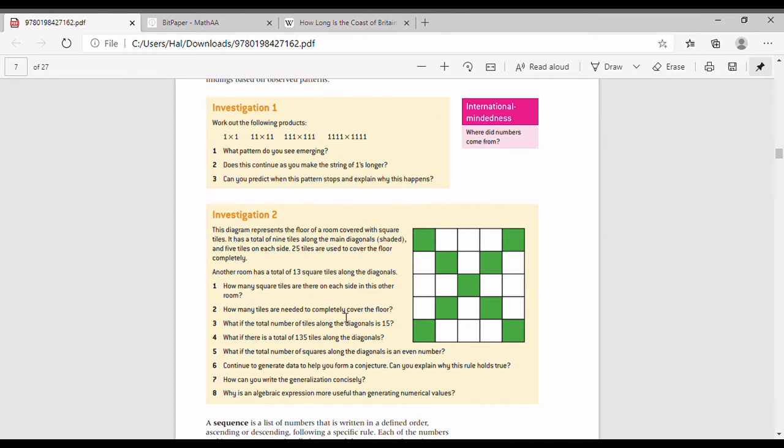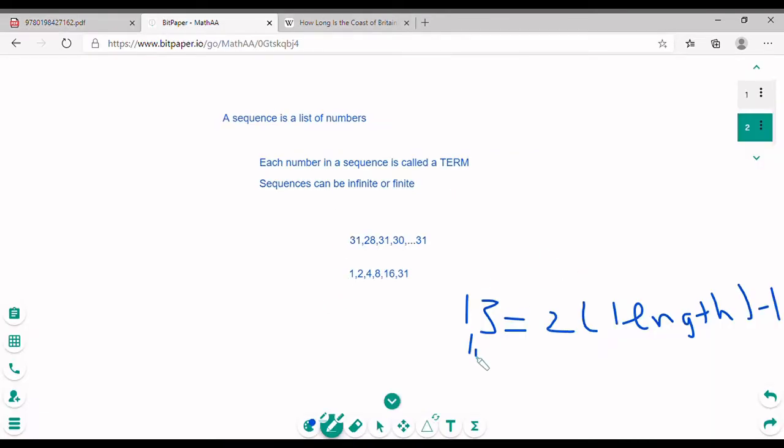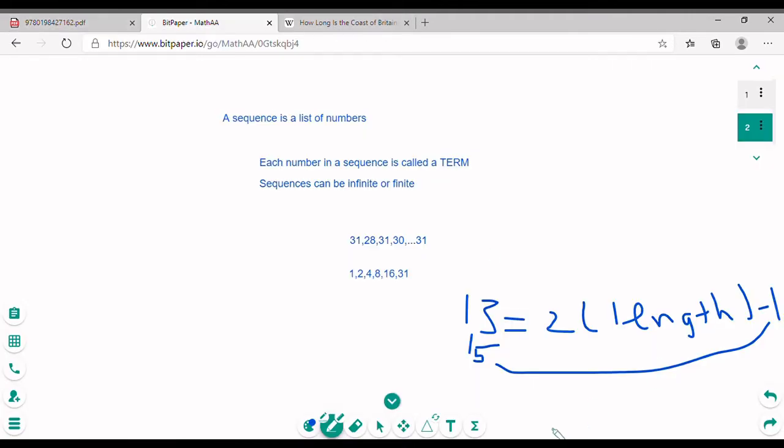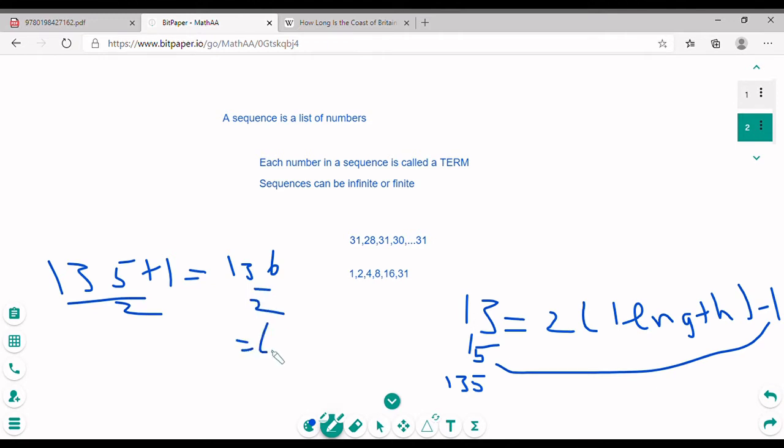How many tiles are needed to completely cover the floor? It would be 49. What if the total number of tiles along the diagonal is 15? Using the same method, putting 15 here instead, we can just add the 1 over to get 16, divided by 2 to get 8. If there's 135, it's the same thing. We do 135 on this side, add 1 to get 136, and divide to get 68. So 135 plus 1 equals 136. Dividing it by 2, we get 68.